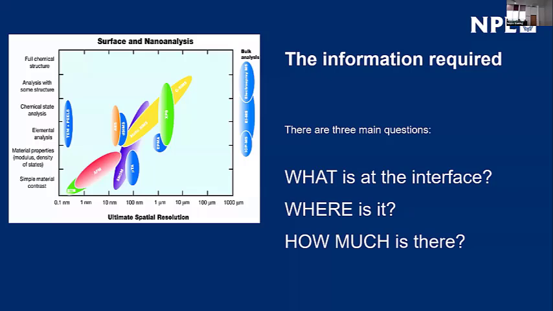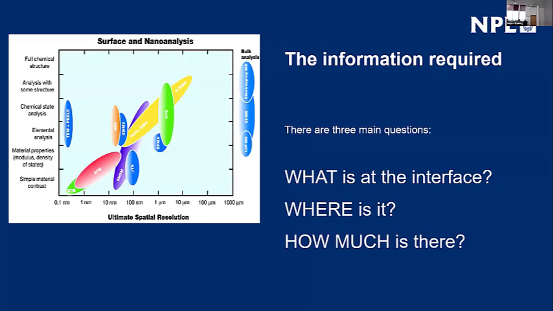I'm going to be talking mostly about XPS. So you see XPS has not great spatial resolution in general, at a micron if you push things. But it does give you quite a lot of information on the elemental composition, chemical states, and some structural information. It also gives you some physical information as well if you interpret it in the right way.